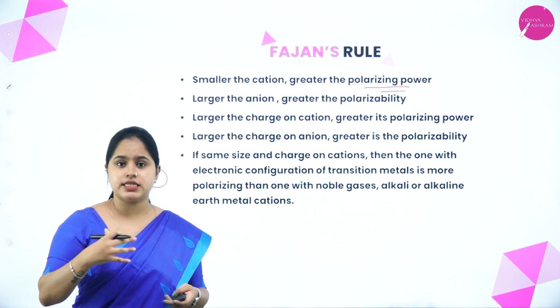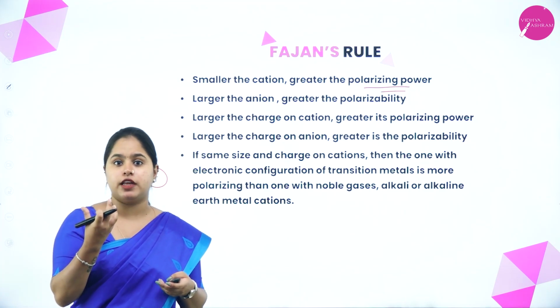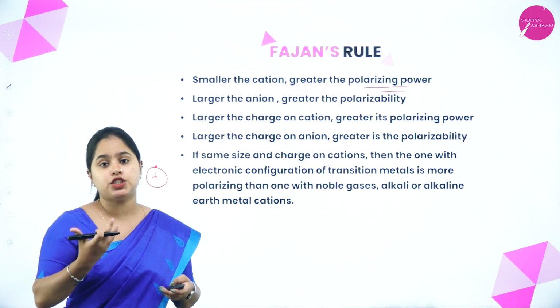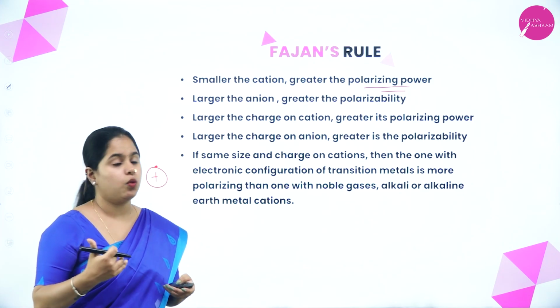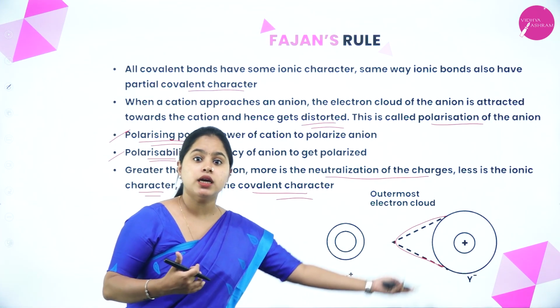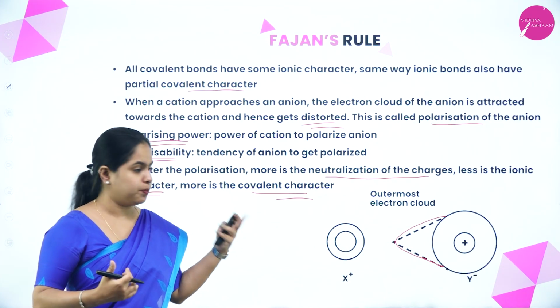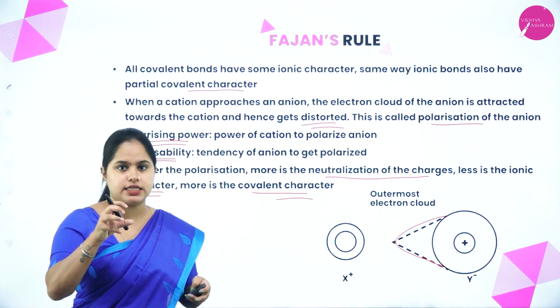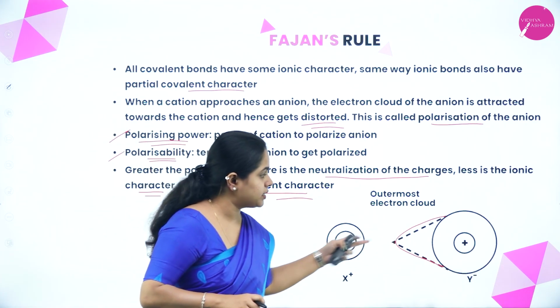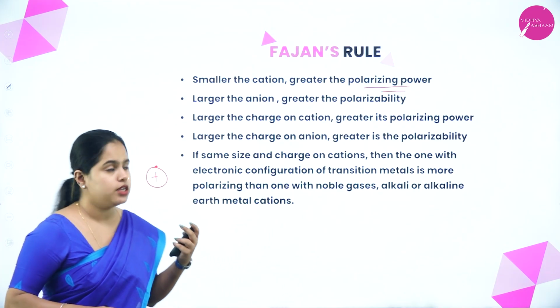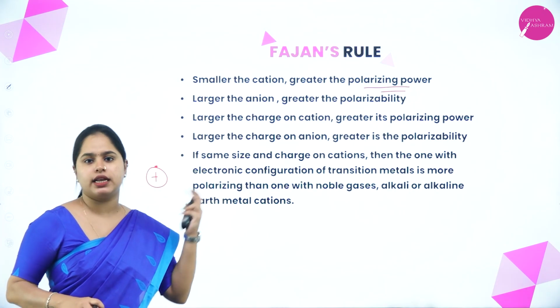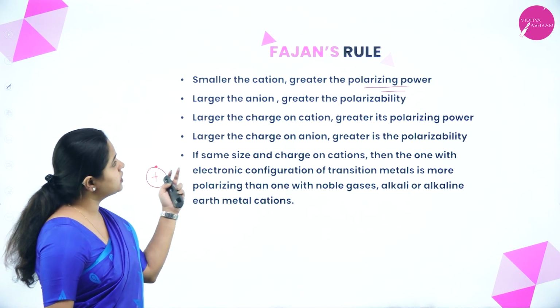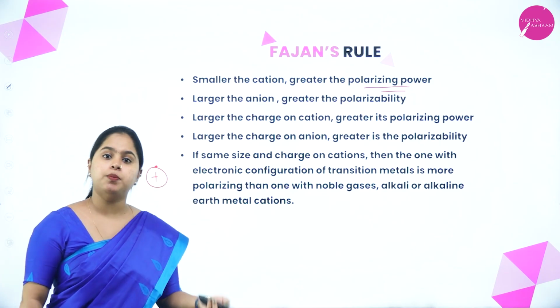Since the size is less, the attraction will be much more. So the polarizing power of the cation will be much more in that case, and it can easily polarize the anion. Polarizing power is increasing because the size is decreasing. So smaller the size of the cation, greater the polarizing power. Now, larger the size of the anion, greater the polarizability.